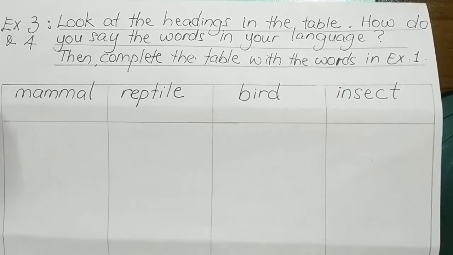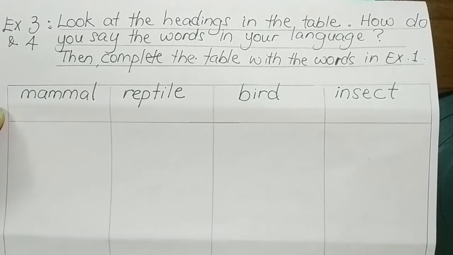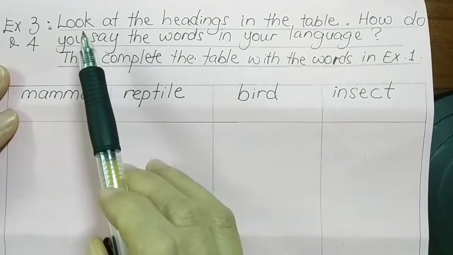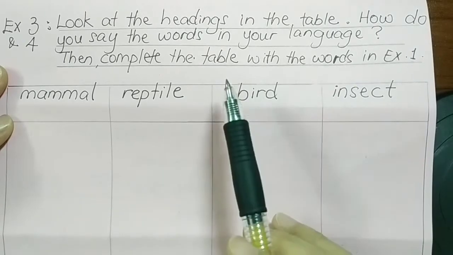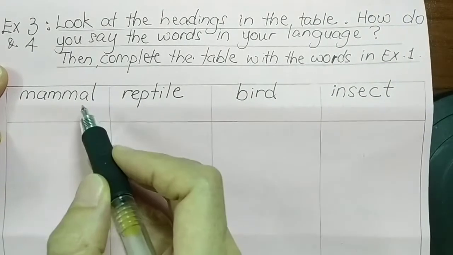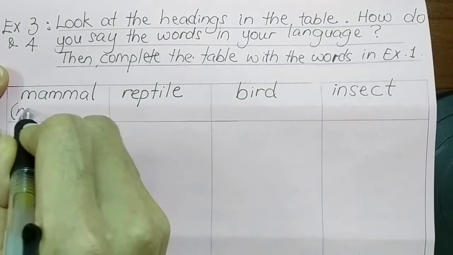On page 45, I combine these two exercises, exercise 3 and 4, together. Let's look at the question. Look at the headings in the table. How do you say the words in your language? Well, this is Malaysia, so mammal in Malay is called mammalia.